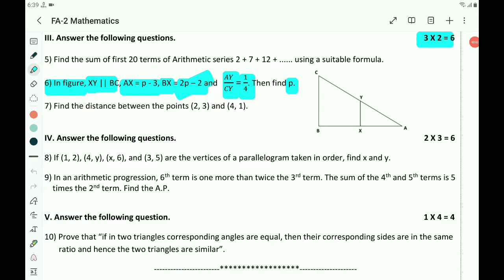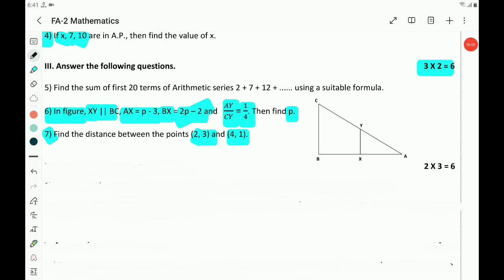The next question, 7th question. Find the distance between the points (2, 3) and (4, 1). Here we have to use the distance formula. Write the given points. Consider the first point is A with the coordinates (2, 3). Second point is B with the coordinates (4, 1). Now you assume 2 is x1 and 3 is y1. Here 4 is x2 and 1 is y2.